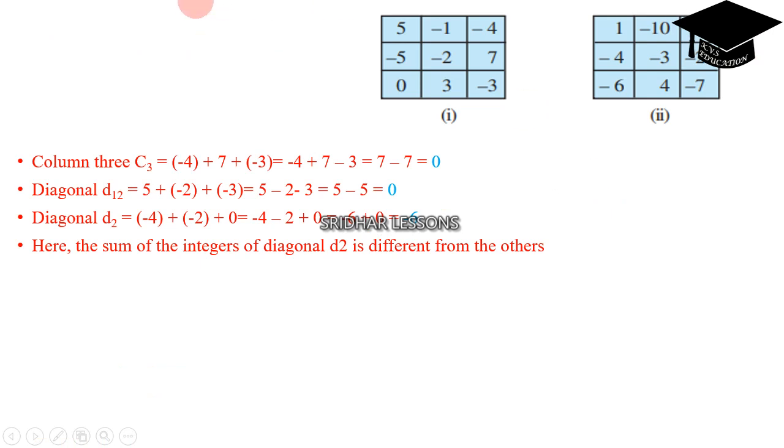And if you observe picture 1, the diagonal D1: 5 plus (minus 2) plus (minus 3), which is 5 minus 5, which is equal to 0. And for diagonal 2: minus 4 plus (minus 2) plus 0, which is equal to minus 6. So for picture 1, the sum of integers of diagonal D2 is different from the others, the remaining are all the same. Therefore, picture 2 is a magic square and picture 1 is not a magic square.